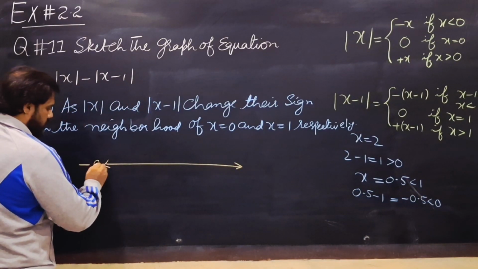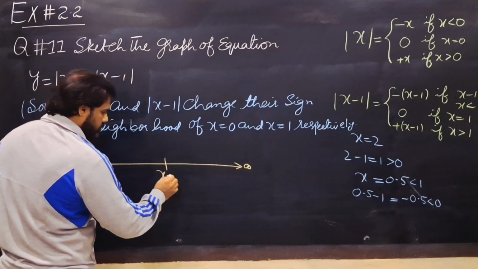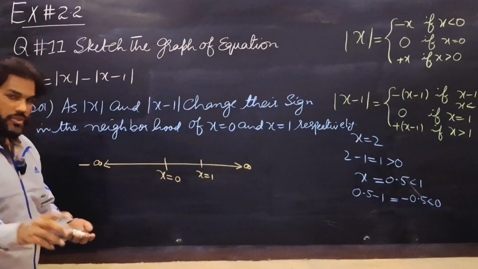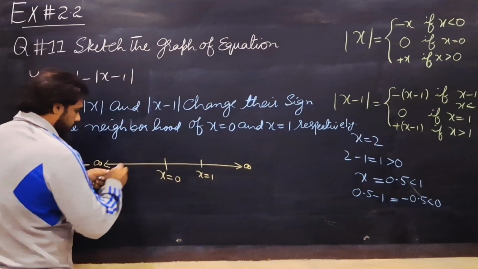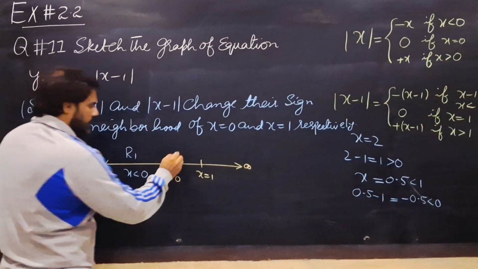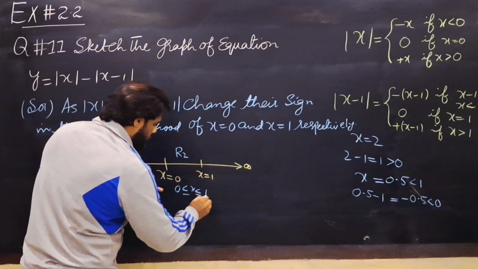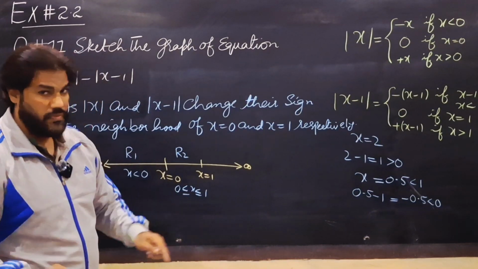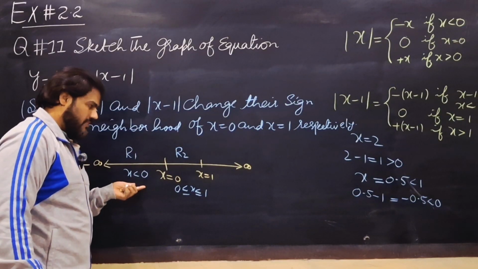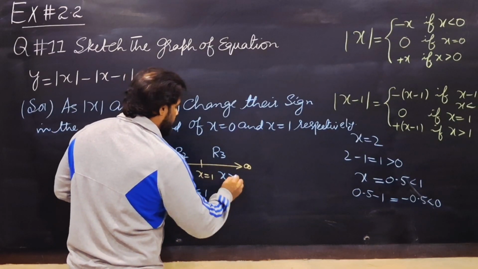This is my real line, from minus infinity to plus infinity. This is my first number, x equals 0. This is my second number, x equals 1. Now the three disjoint regions are: the first region is R1, that is x less than 0. The second region is R2, that lies between 0 and 1, and for this region I am including 0 and 1 both, because for the previous region I excluded x equals 0. My region R3 is x greater than 1.